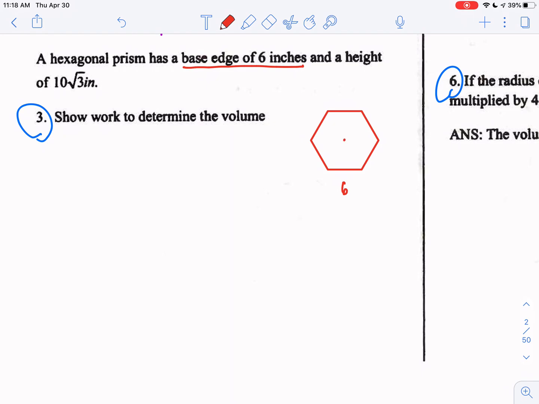We know that. And the height, this is the height of the prism. Anytime it just says height, it will be the height of the prism. So that's your H.